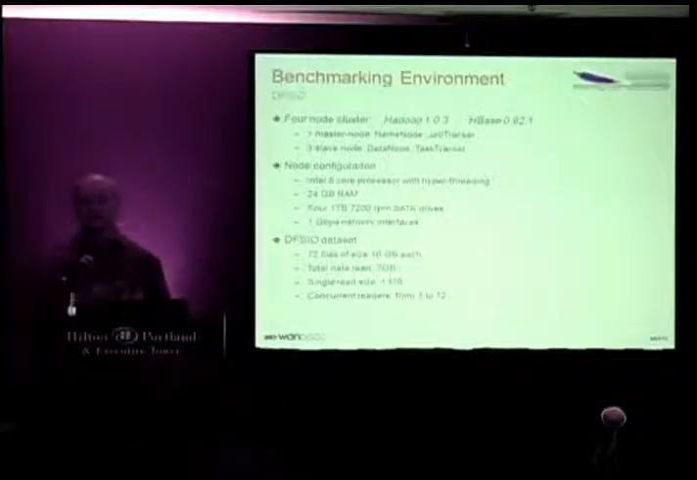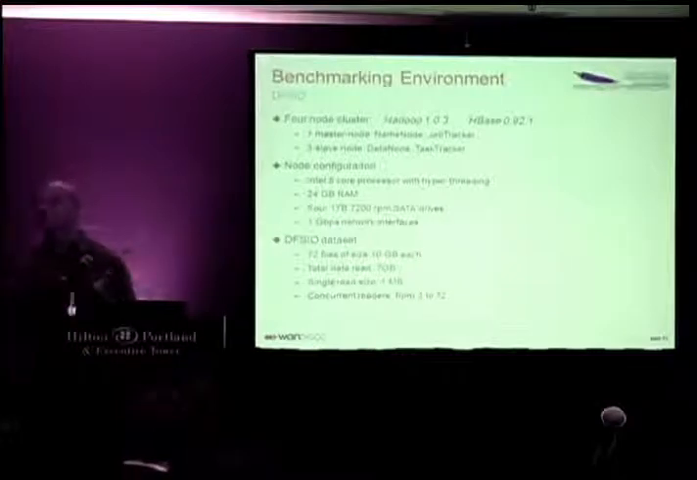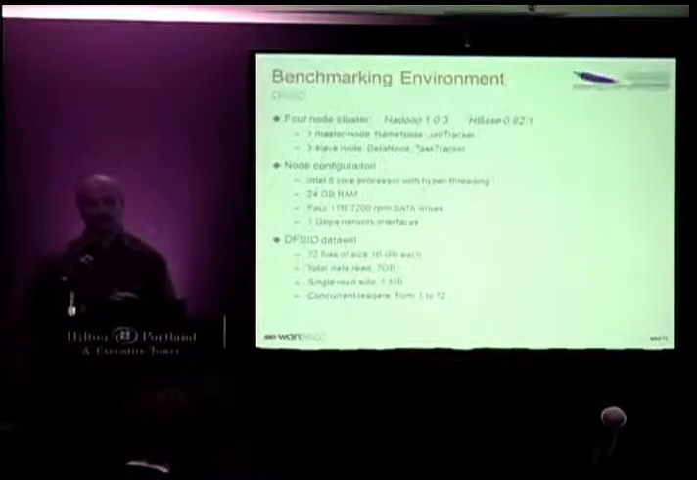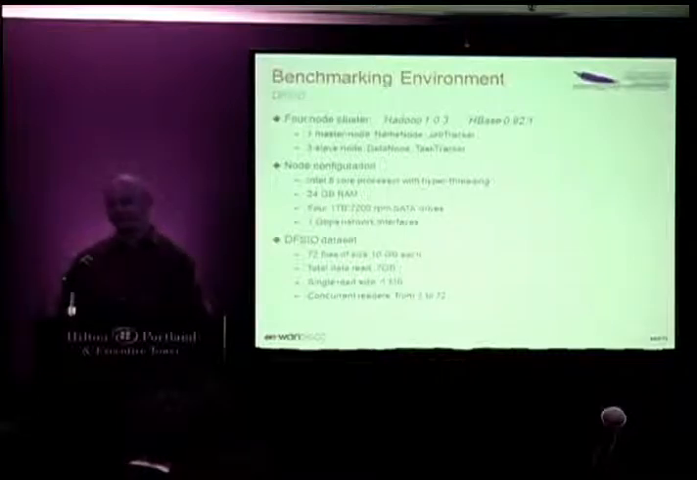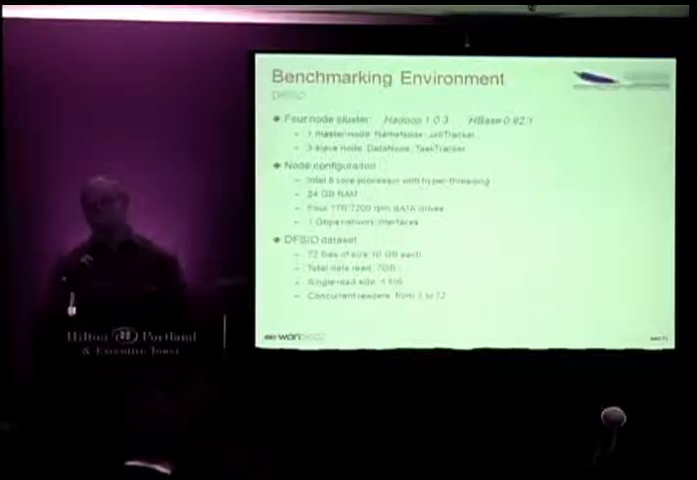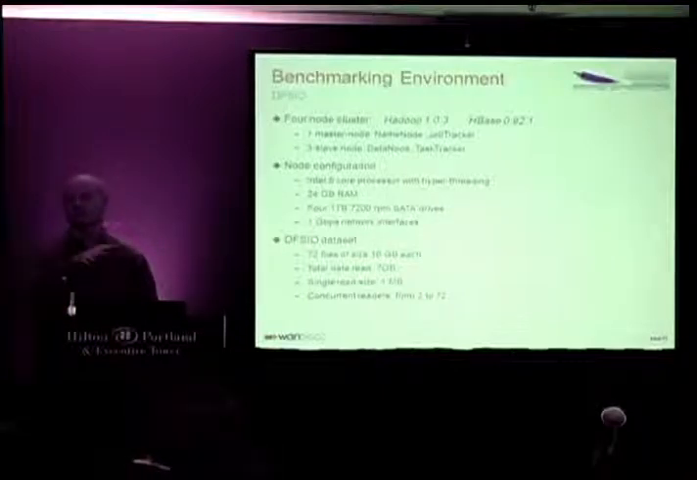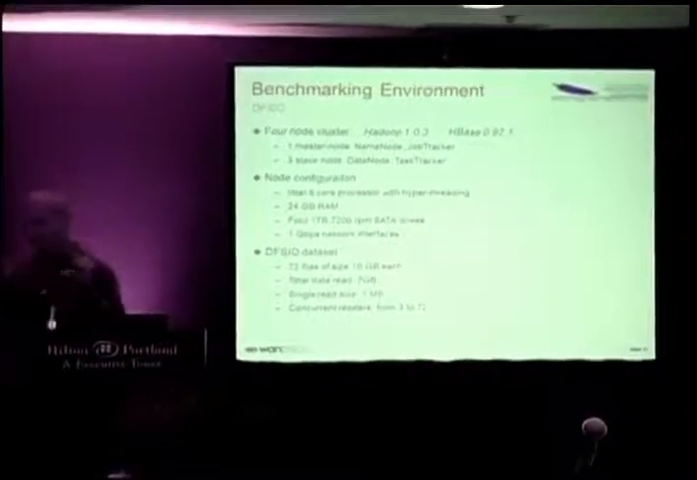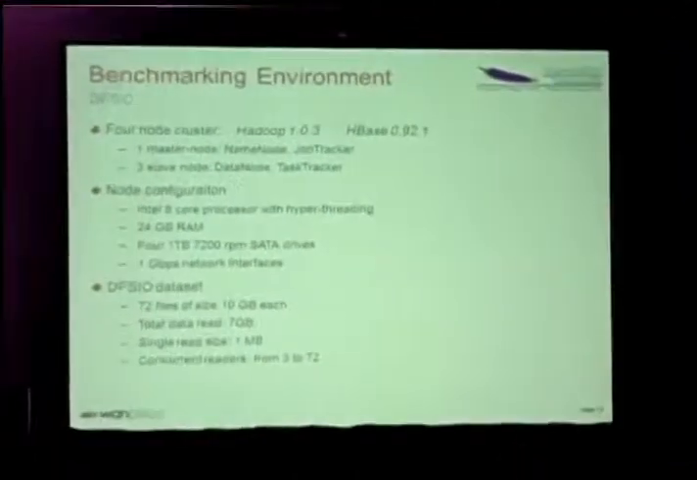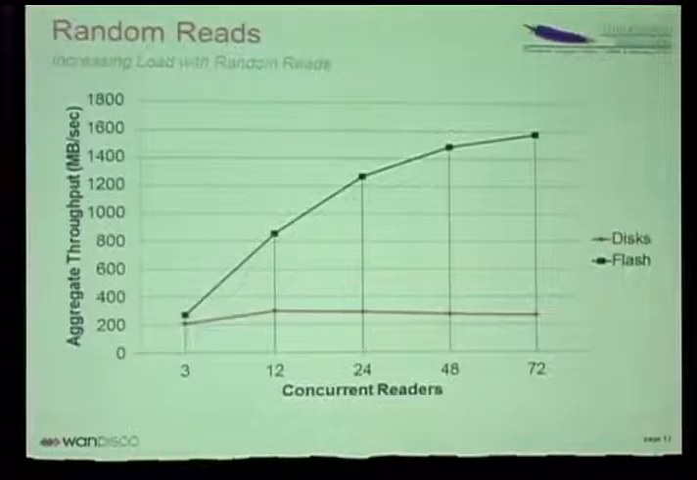The DFSIO data set overall size is 10 gigabytes. It is split into 72 files. That means that we can run 72 mappers simultaneously on that cluster and measure the performance. For random read, you should not read the whole data from the file, so we read 7 gigabytes of it. And a single read is 1 megabyte. We measured performance with different numbers of concurrent readers, starting from 3, which is 1 reader per DataNode, and ending with 72, which is 24 readers per node.